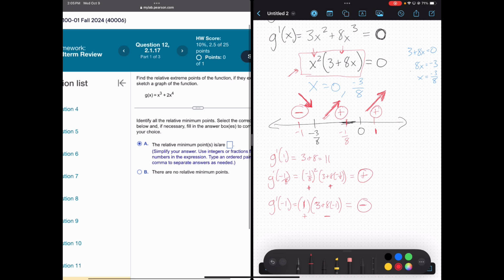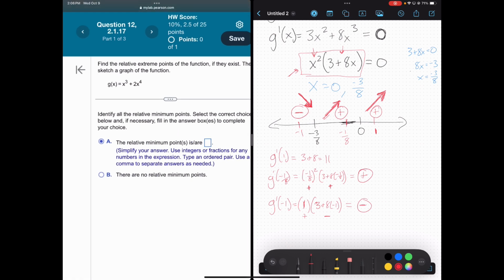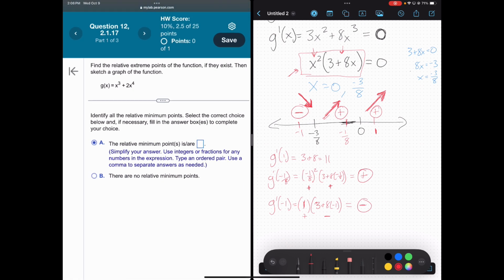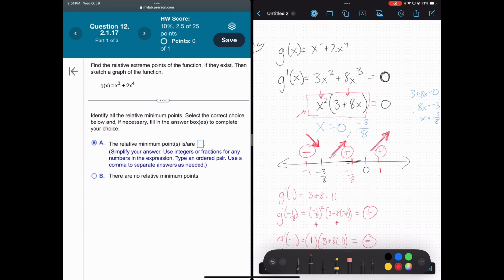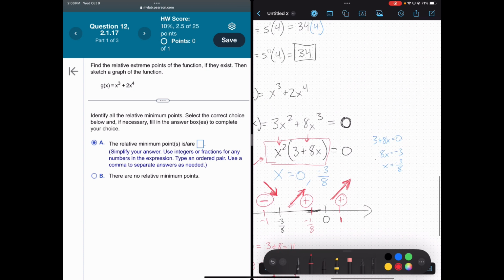So the tough part about that is this one has a lot of blue text. Let's read that blue text. Simplify your answer. Use integers or fractions for any numbers in the expression. Type an ordered pair. So this does want both the x and the y value. Where do I get that y value? Plug in negative 3/8 into my original function. Ugh, man. Negative 3/8 equals negative 3/8 cubed plus 2 times negative 3/8 to the 4th power.